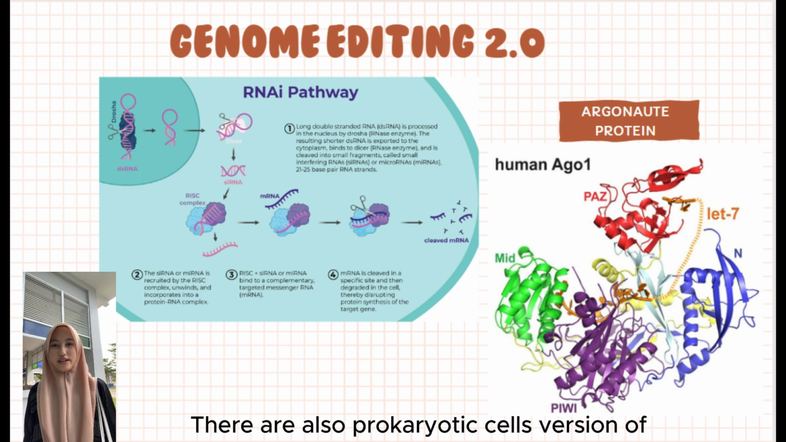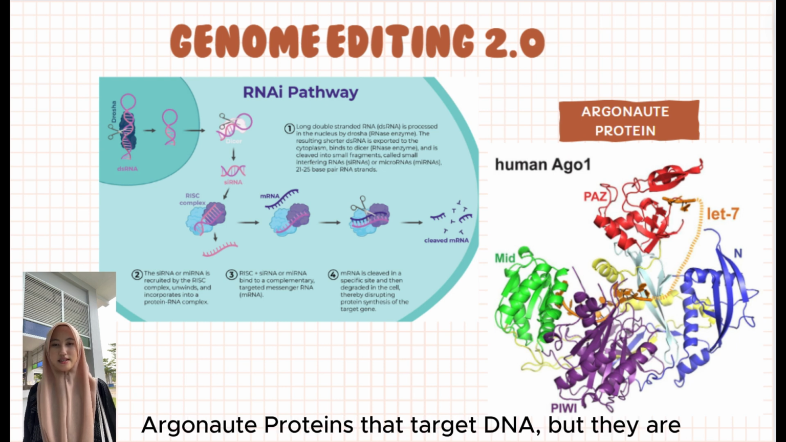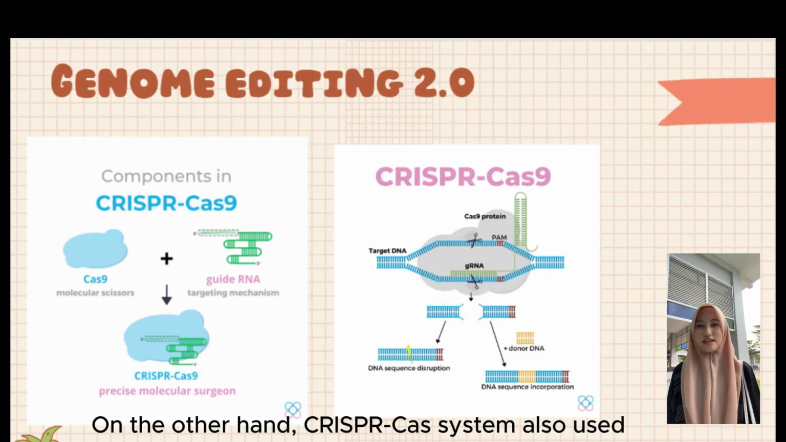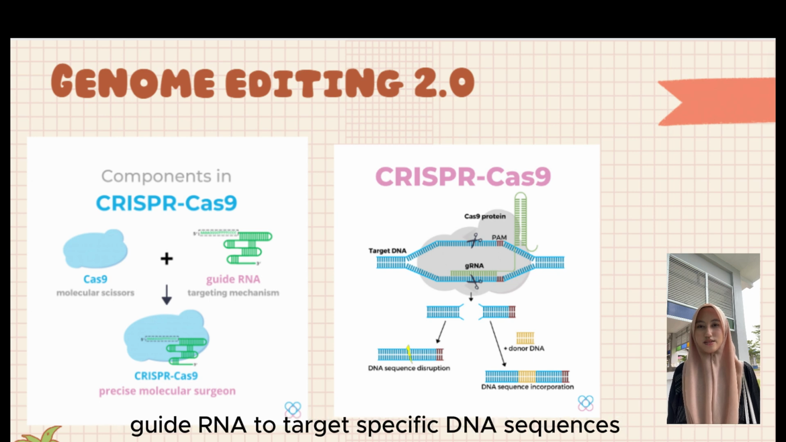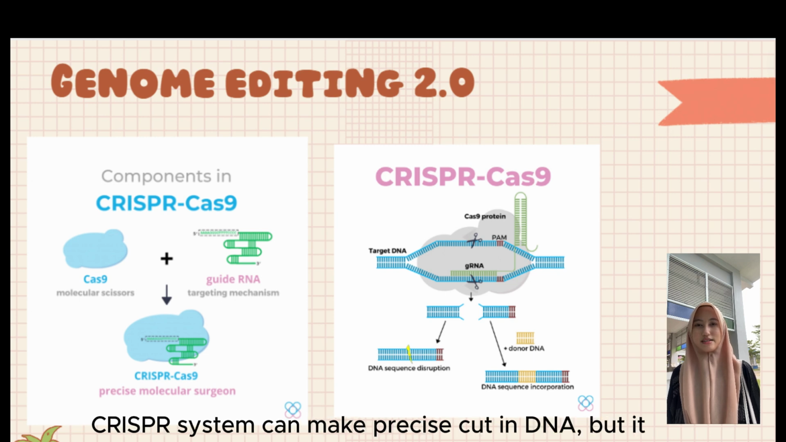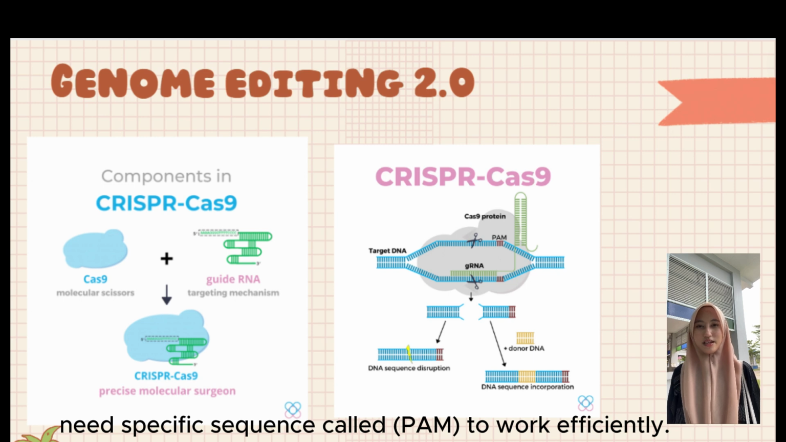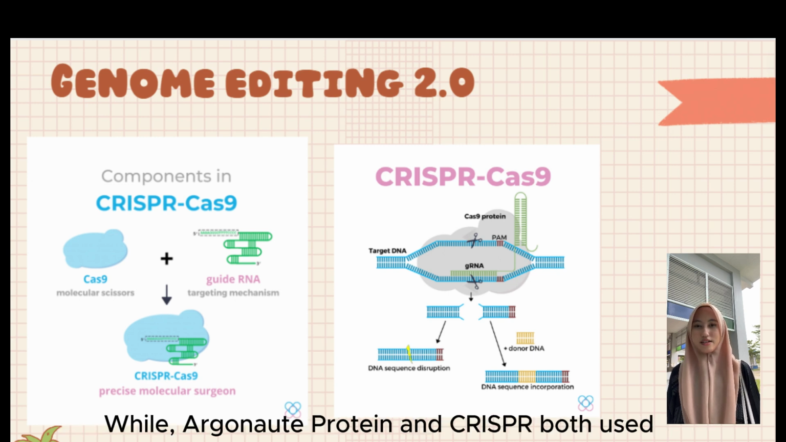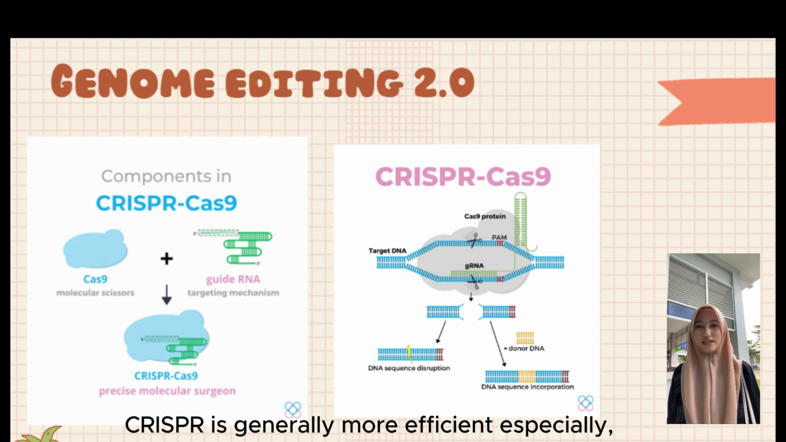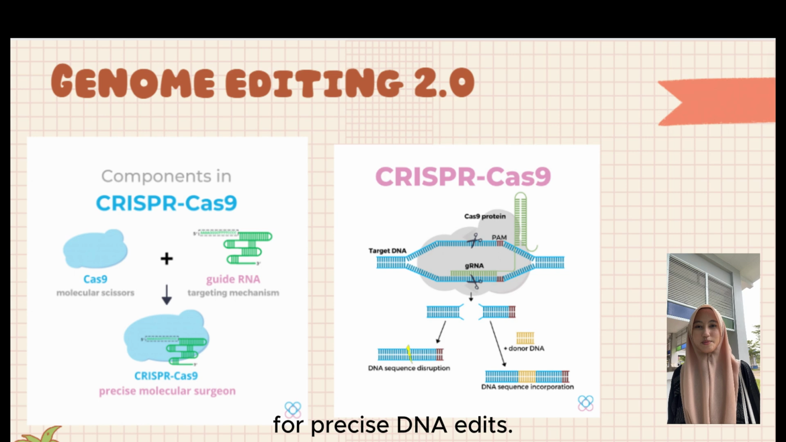There are also prokaryotic versions of Argonaute proteins that target DNA, but they are less efficient than CRISPR at editing double-stranded DNA. On the other hand, CRISPR-Cas systems also use guide RNA to target specific DNA sequences, with Cas9 being the most famous for genome editing. CRISPR systems can make precise cuts in DNA, but they need a specific sequence called PAM to work efficiently. While Argonaute and CRISPR both use nucleic acid to target genes, CRISPR is generally more efficient, especially for precise DNA edits.